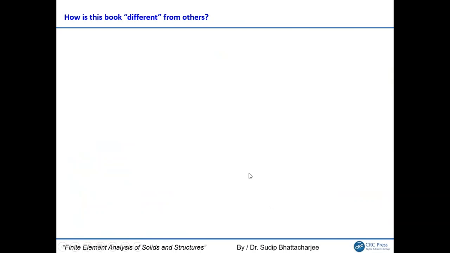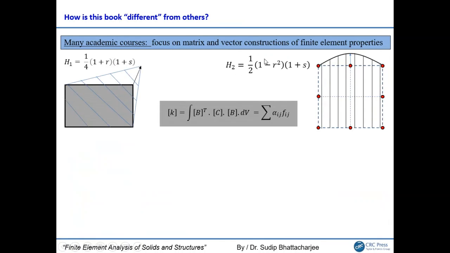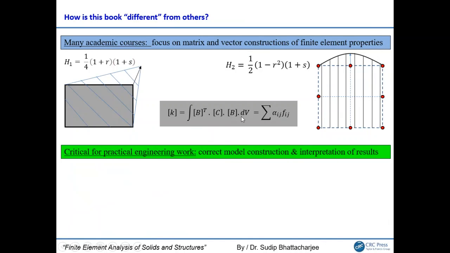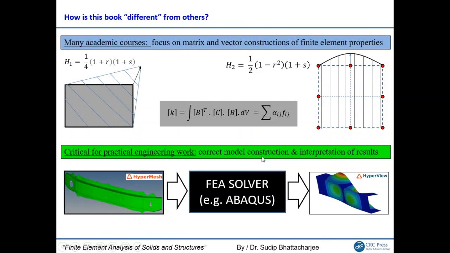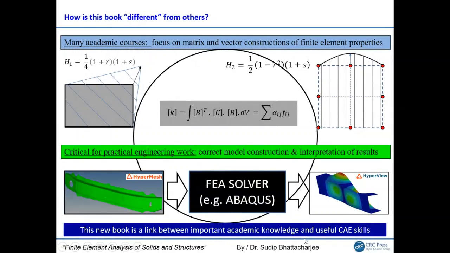So how is this book different from others? Many academic courses, plus many of those good books, cover very well the matrix and vector constructions of finite element properties. This knowledge is absolutely important for successful engineering applications. Plus, a practicing engineer also needs to know the commercially available CAE tools for correct model construction and interpretation of the results. So this book that I introduced to you builds that link between important academic knowledge and useful CAE skills for practical problem solutions.